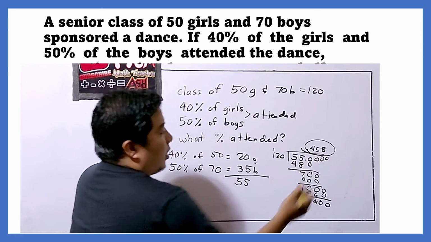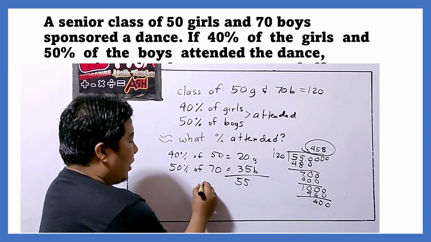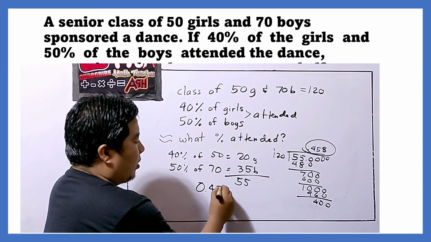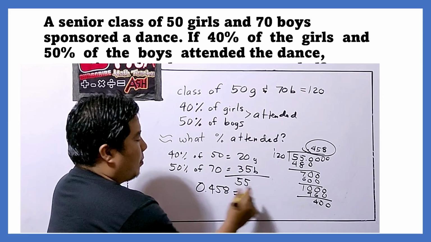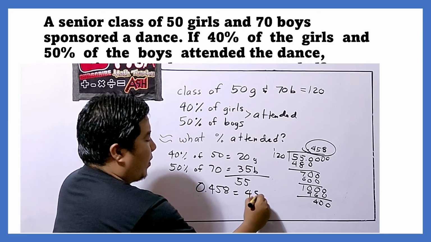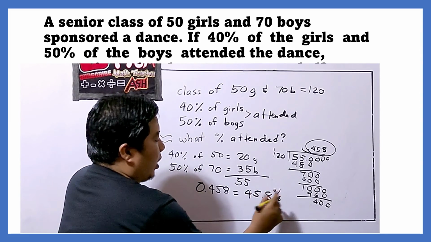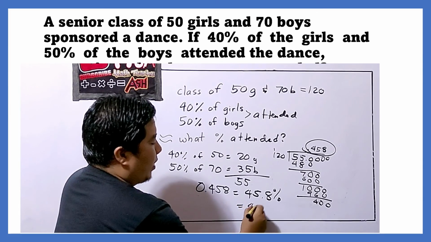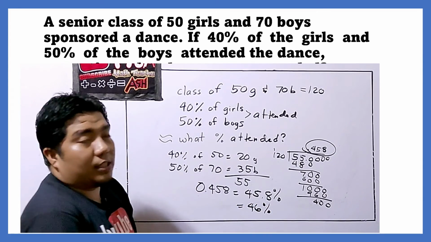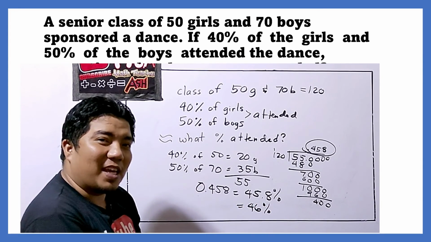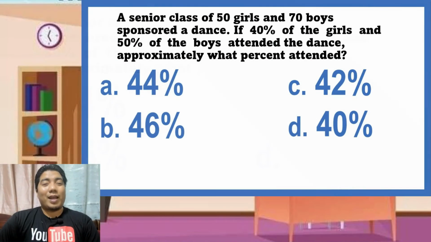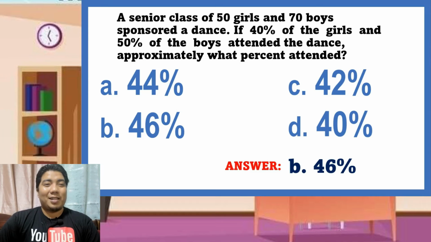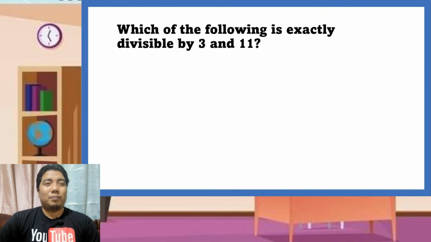But if we try to simplify this, that is 0.458, and that will become, in percent, 45.8%. If we round off this one, this will give us 46%. Easy, right? And the correct answer is letter B, 46%. Easy, right? Now, let us go to the next problem.